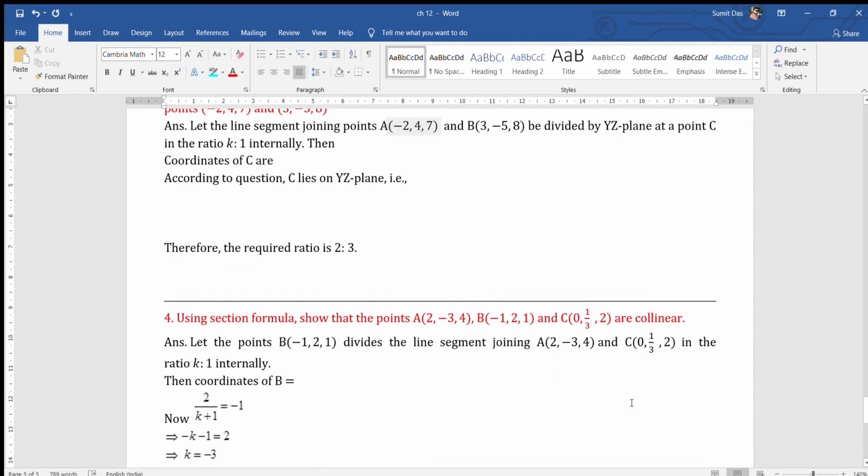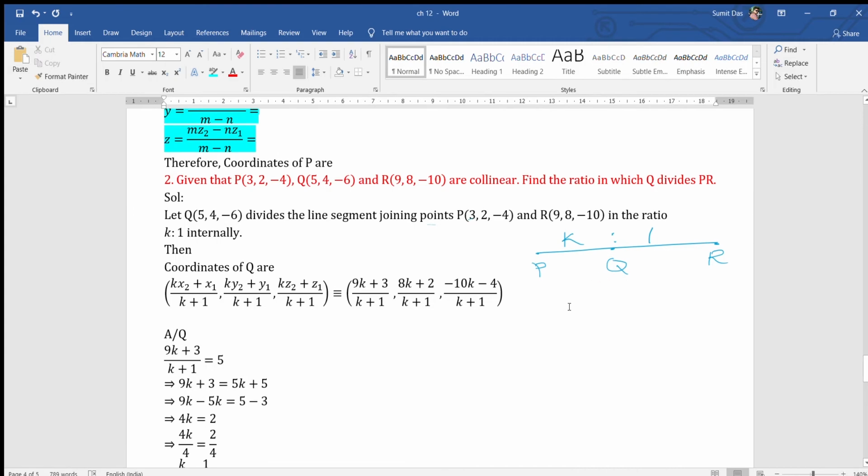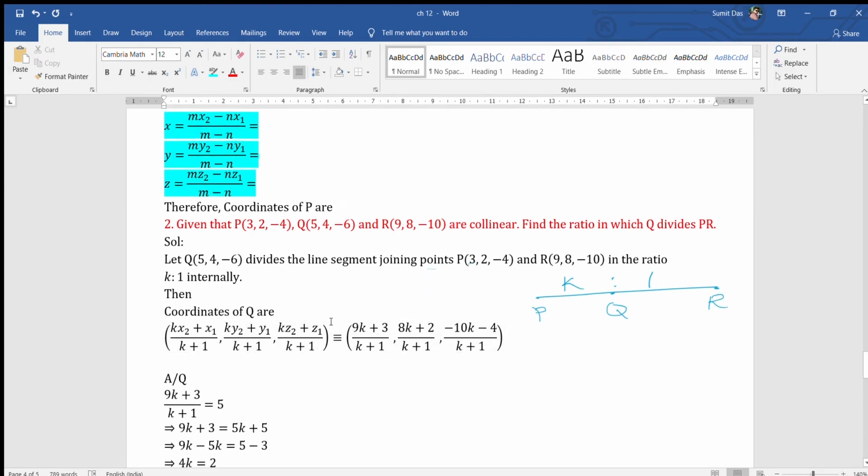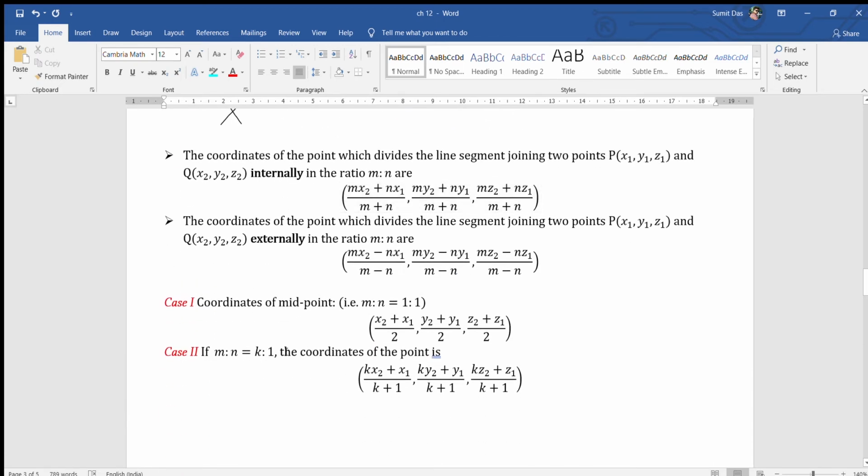Question number 3 is saying, let's see, is there any doubt? Yeah, we are using the internal formula only. Internal formula means the first formula. Obviously. Look, this formula and case 2, there is no difference. In the first formula, it is m is to n. In case 2, the ratio is k is to 1. So this is just a special case. To be honest, if you remember only this formula, you can do all the problems.